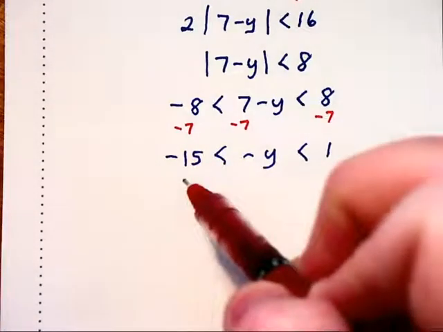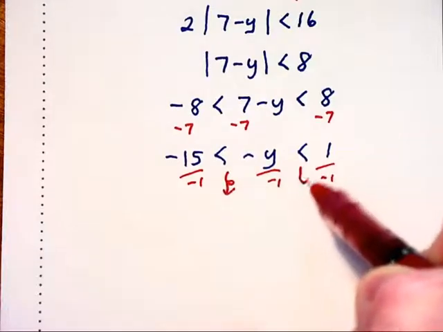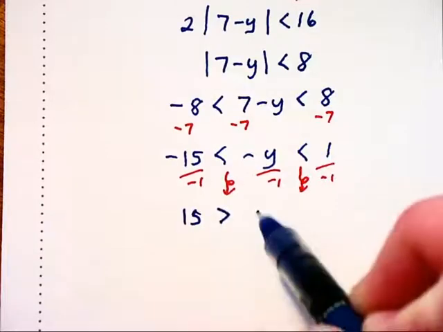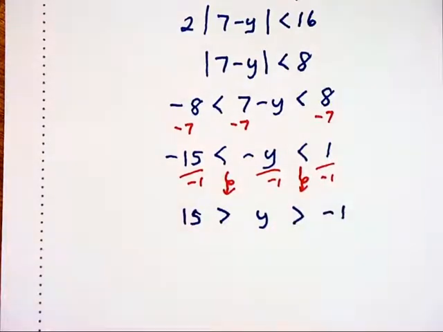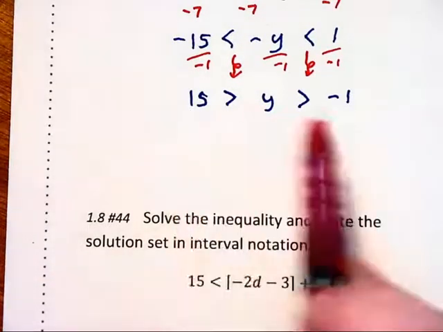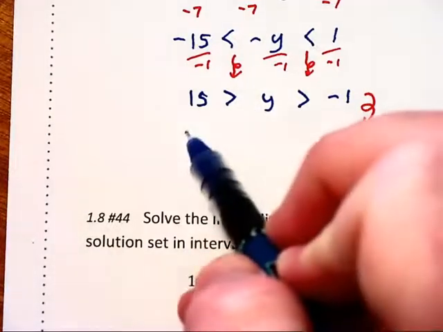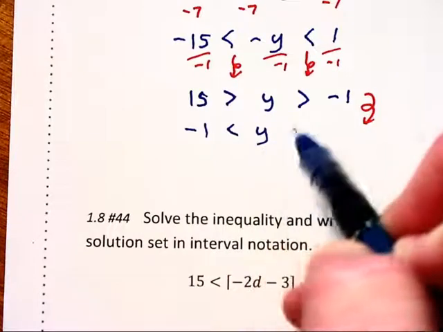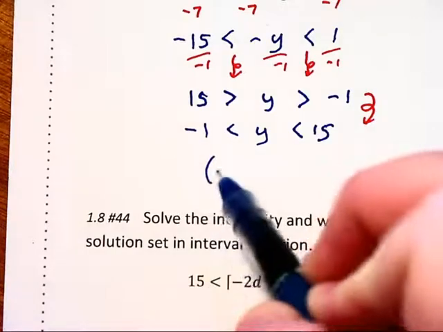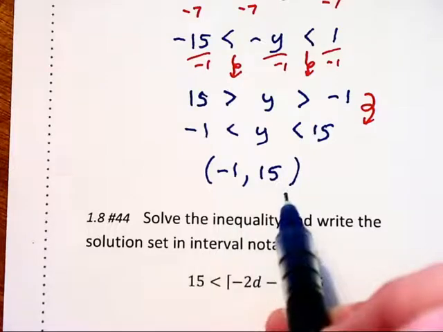And when we divide each side by negative 1, we need to be careful to change the direction of the inequality. So we will have 15 is greater than y is greater than negative 1. But again, we do not like writing our inequalities from large to small, so we're going to rearrange this so that the negative 1 is on the left. Negative 1 is less than y is less than 15. Writing this in interval notation, we have negative 1 to 15, in which we do not include either endpoint, using parentheses.